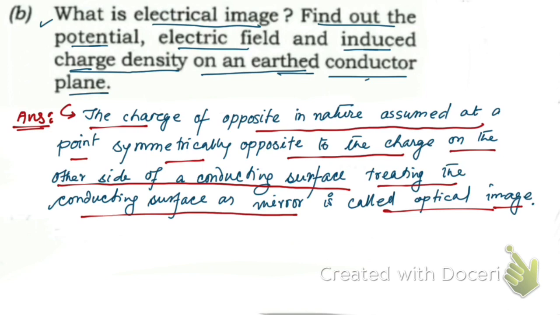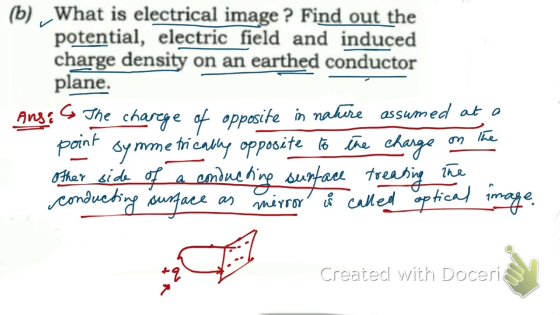So that means, suppose we have a conducting surface, and we have a charge Q on this side, not very far away from this surface. Due to this Q, there will be an induced charge. If this is positively charged, then the induced charge will be negative in nature. Now you see, the electric field due to this charge should be normal to this surface like this.